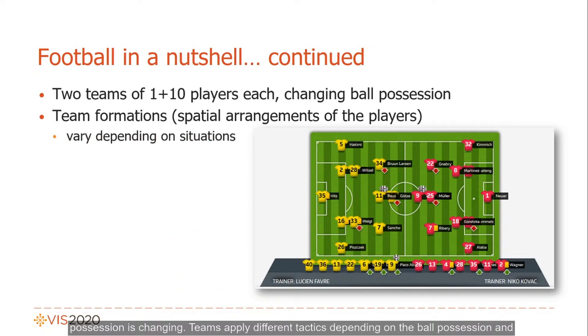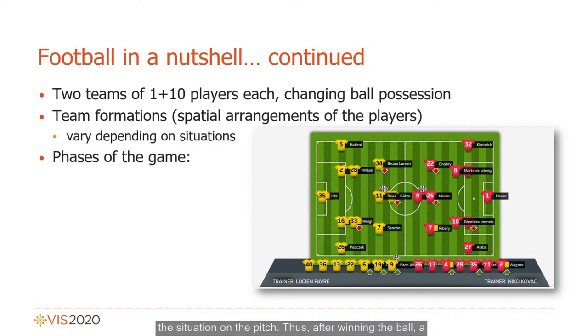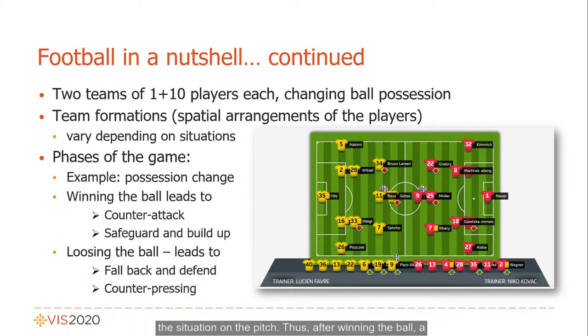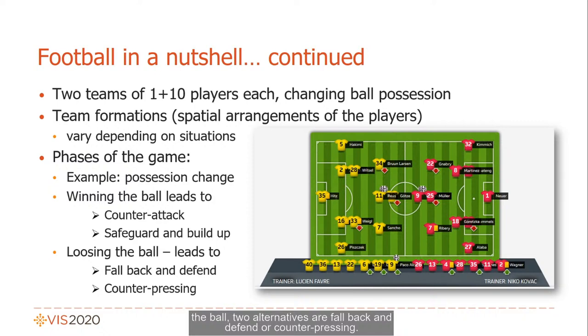It is very important to understand that team formations vary depending on game situations. For example, they vary in different phases of the game, and let's consider a possession change, what may happen to the formations. The team that wins the ball may have different strategies. They may try to counter-attack or alternatively safeguard and build up for future development of the attack. The team that lost the ball may fall back and defend, or alternatively perform counter-pressing.